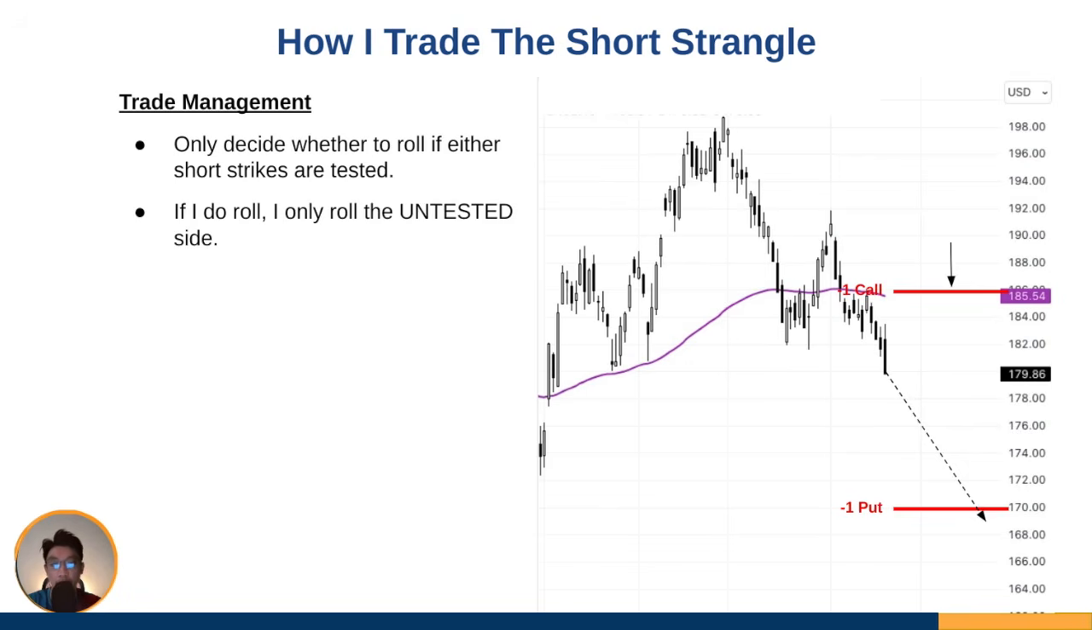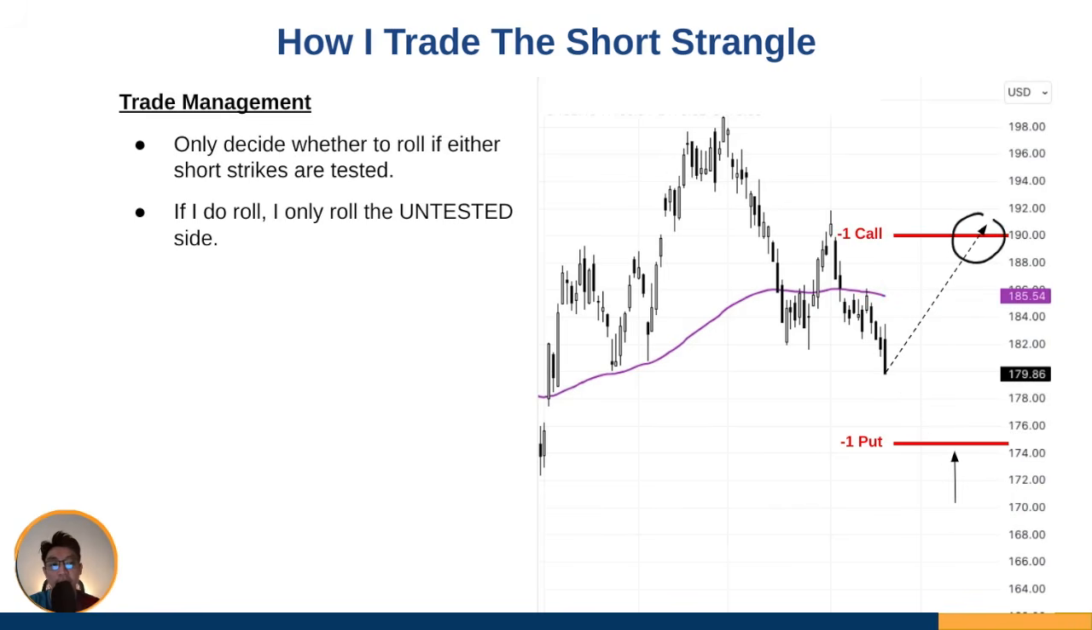Now, if I do roll, I only roll the untested side. So this is very important to understand. For example, if I'm tested on the put side, then I will generally want to roll down my call option. Okay, and if I'm tested on the call side, then I'll be rolling up my put option. So I do not roll the tested side.